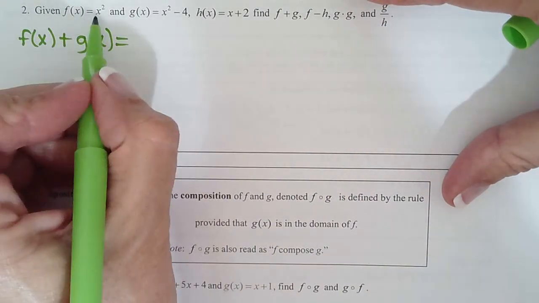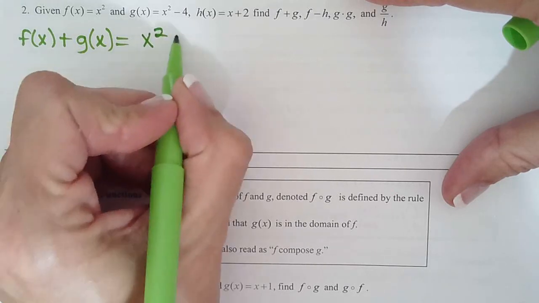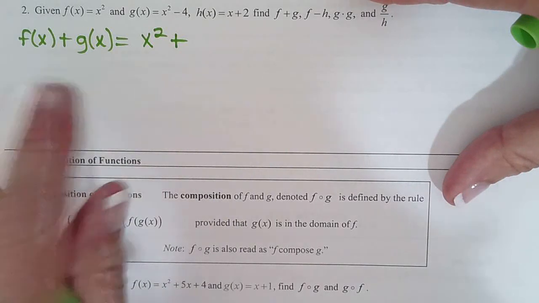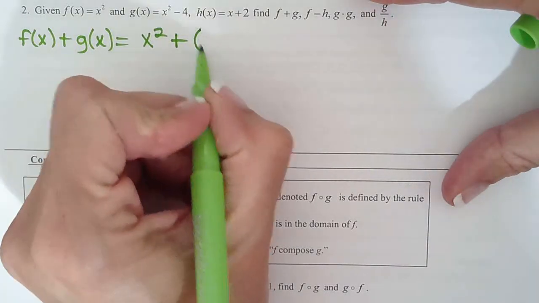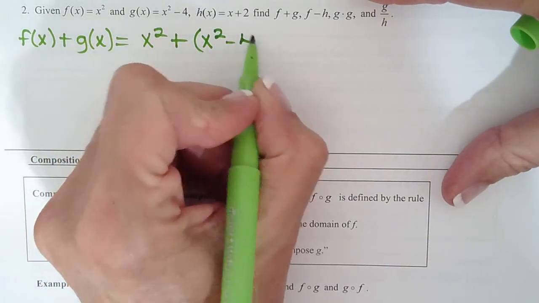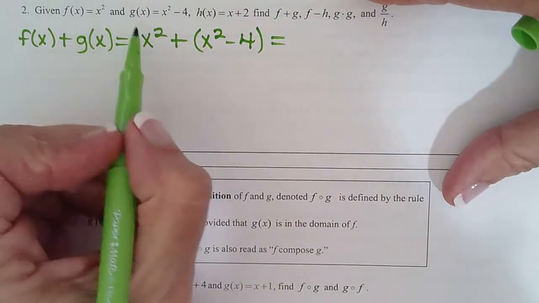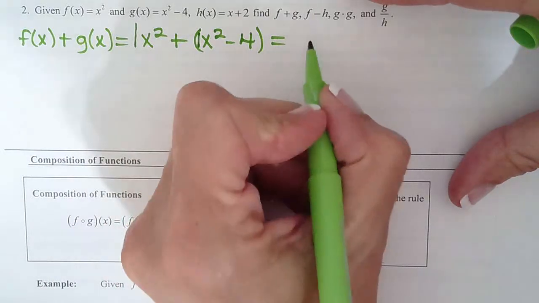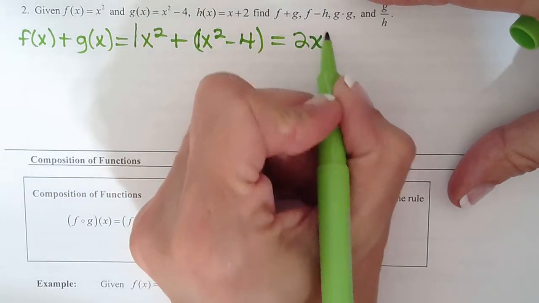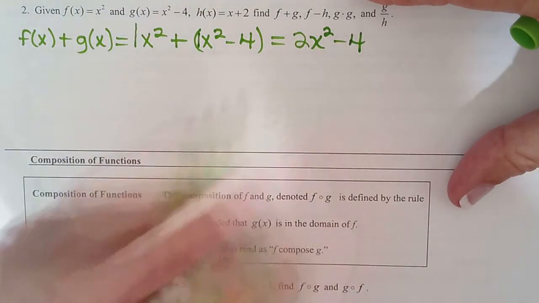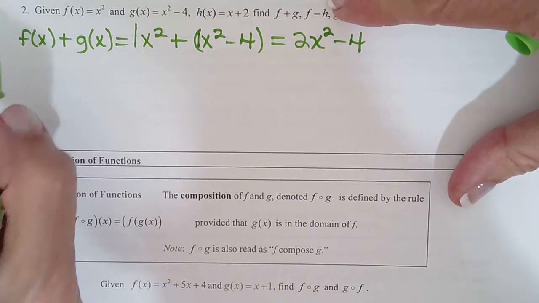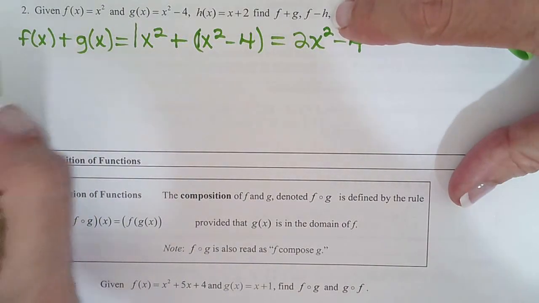So f of x is x squared plus, and I don't need parentheses around it because it's a single item, g of x is x squared minus 4. And we know both of these have 1's in front, so 1x squared plus 1x squared is 2x squared minus 4. So there we have it. Piece of cake, huh?